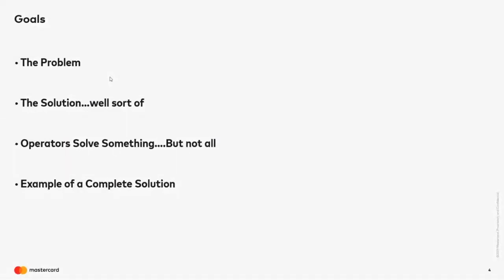Talk about the solution that we sort of think we have for this. Then, where that solution falls short, talk about some of the other things that we're trying to do in the enterprise space to accomplish the overall solution, and give a couple of examples of things that make sense to do in this space.